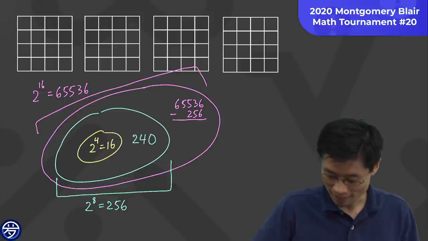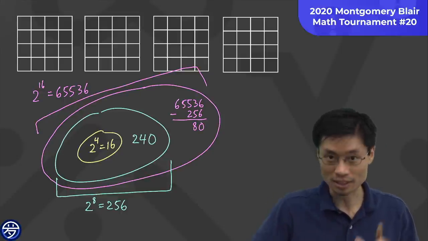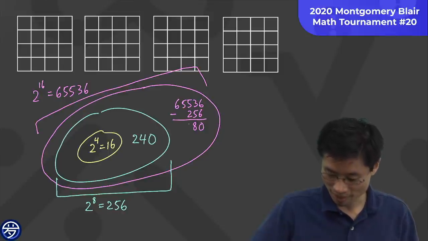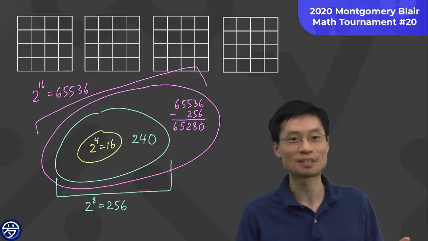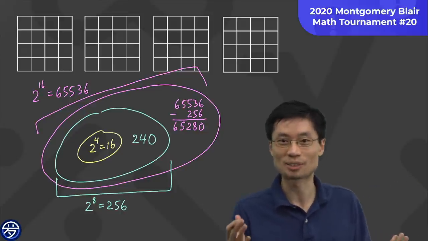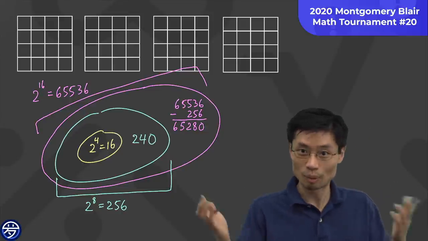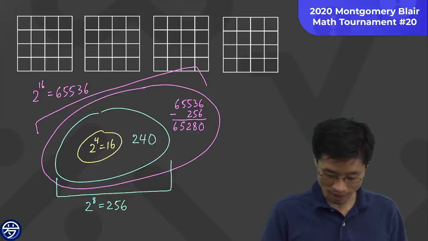Anyway, let's subtract. 6 minus 6 is 0. 13 minus 5 is 8. This is the hard part. I usually make a mistake here. 4 minus 2 is 2. Oh, that's why people are writing 65280. I thought you were telling me 65280 was 2 to the 16. Okay, but now we're almost done. What are we supposed to do with these three numbers?